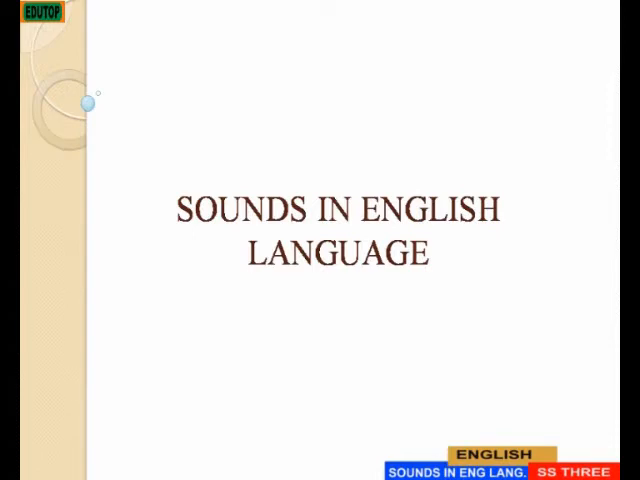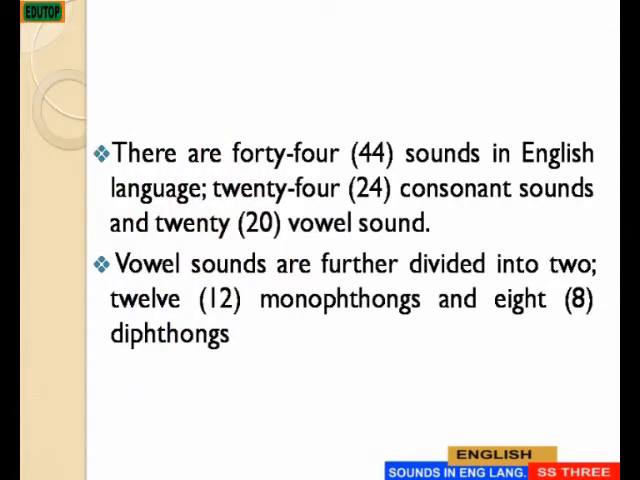Sounds in English language. In English language, there are 44 sounds, and they are divided into two. We have the consonant sounds and the vowel sounds. The consonant sounds are 24 in number, while the vowel sounds are 20 in number. The vowel sounds are further divided into two. We have 12 monophthongs and 8 diphthongs.